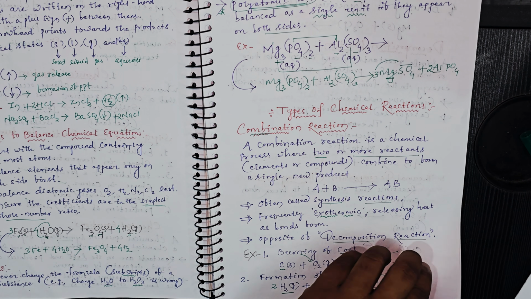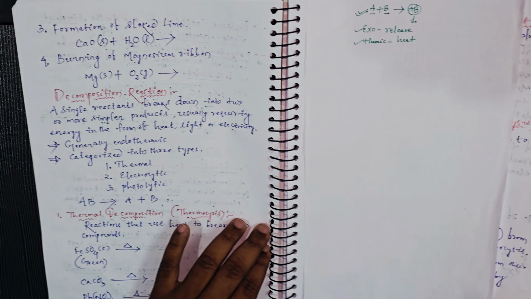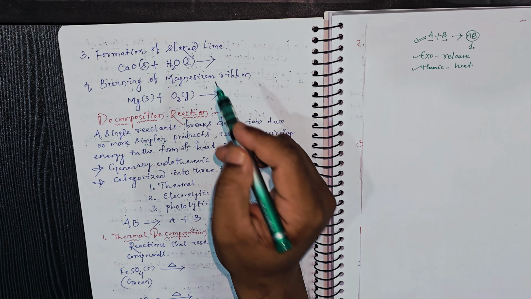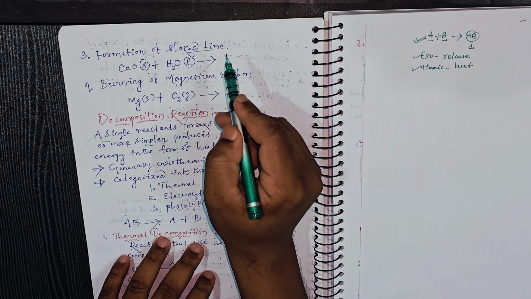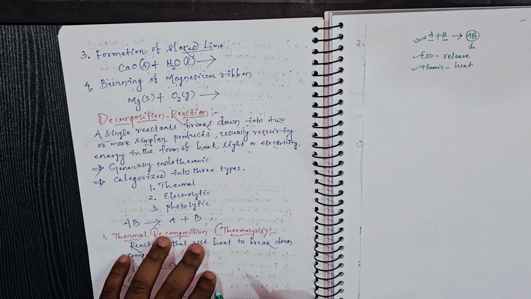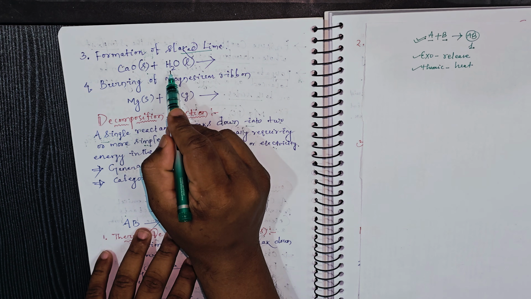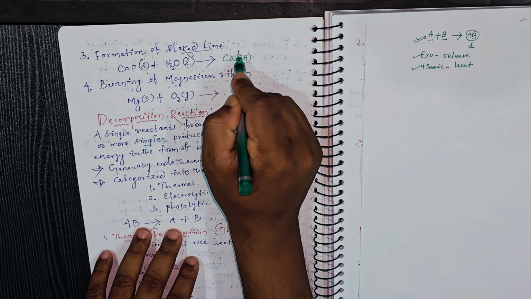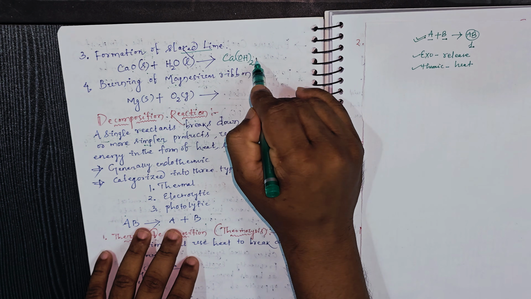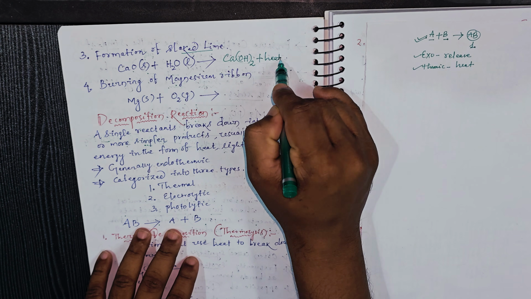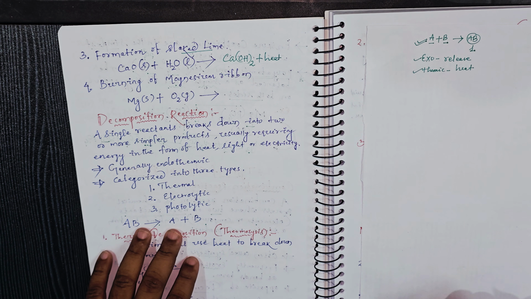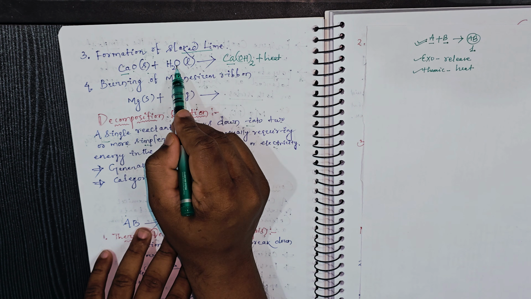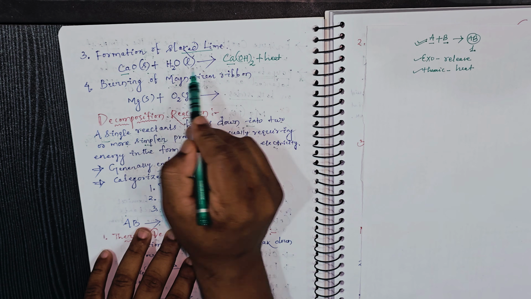Now moving forward. Another example I have written is formation of slaked lime. Slaked lime is basically known as calcium hydroxide. Calcium oxide plus water gives rise to calcium hydroxide, and the formula is Ca(OH)2. Usually this reaction is highly exothermic, so you may write plus heat. The last step again needs to be balanced. Here one calcium, two oxygen, two hydrogen and two hydrogen.